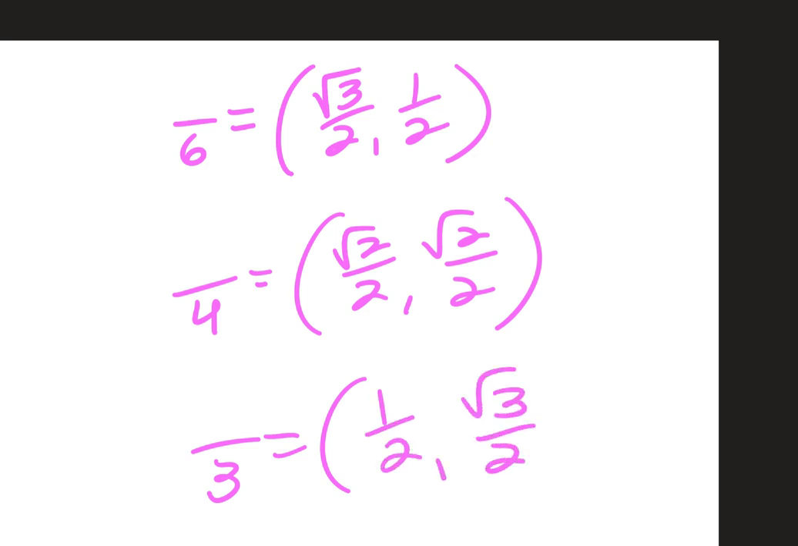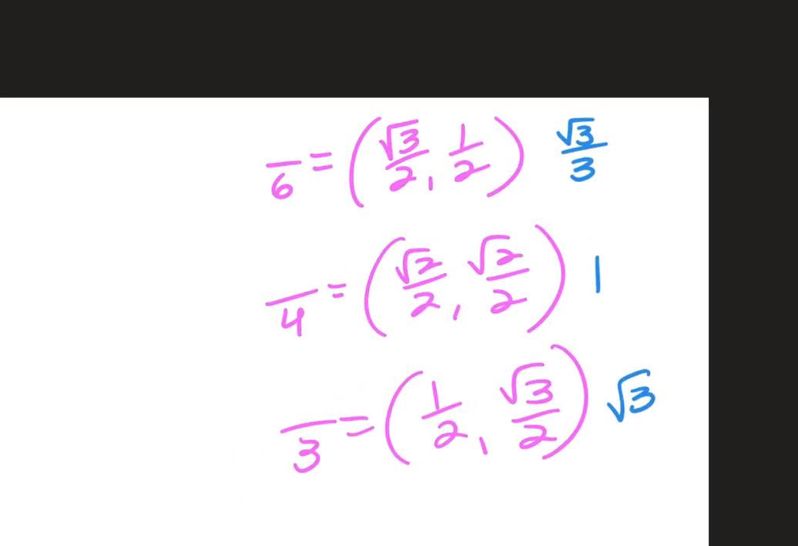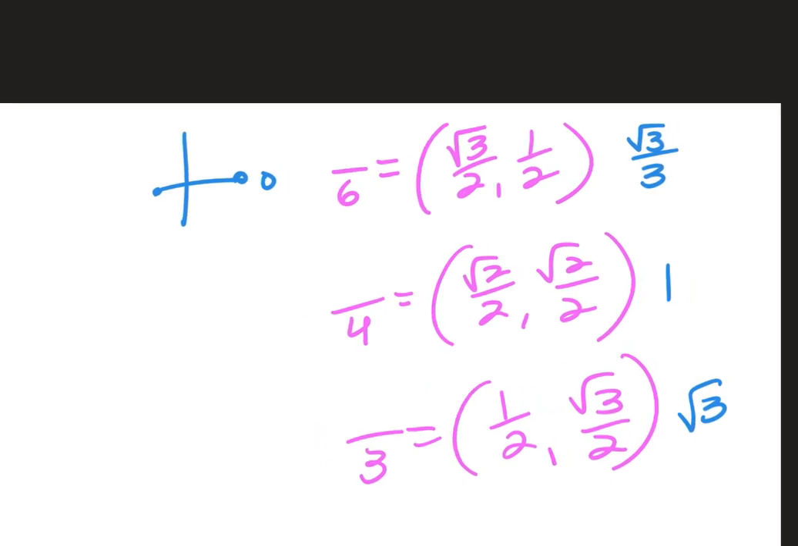Good. And then what are the tangents at these locations? At the over 6, what's the tangent? Root 3 over 3. Takes 2 3s to make 6, right? At the over 4, 1, because they're both the same. And at the over 3, square root 3. And then I would say no top and bottom and right and left. So my tangent would be 0 and 0 and undefined and undefined.